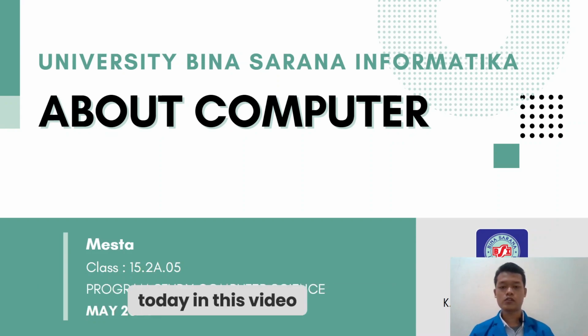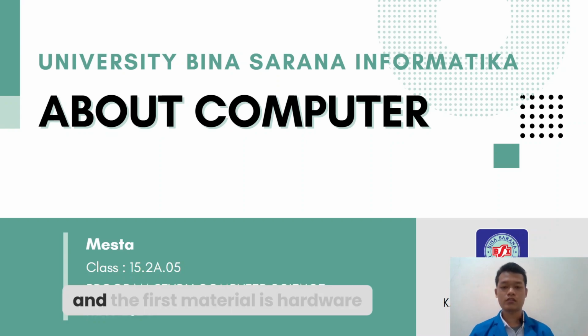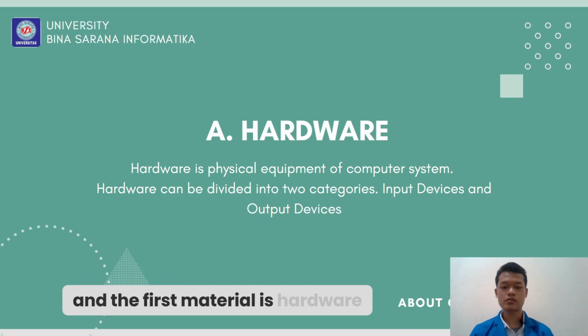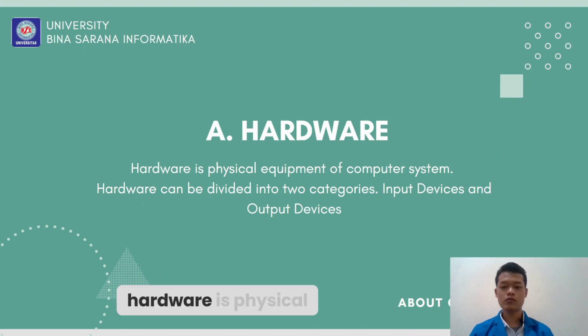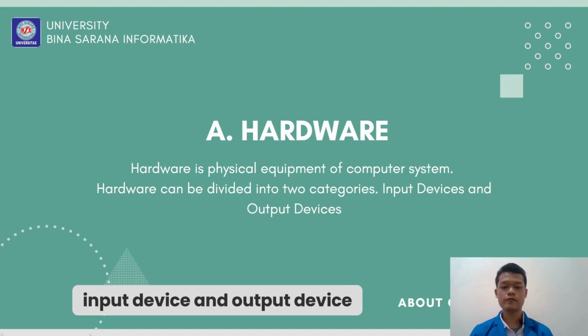Today in this video I'm gonna talk and explain about computer. And the first material is hardware. Hardware is physical equipment of computer system. Hardware can be divided into two categories, input device and output device.